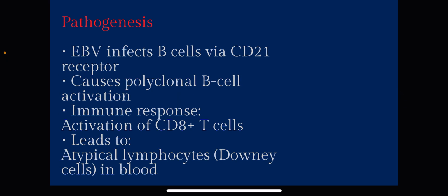Now let's come to the pathogenesis of infectious mononucleosis. Epstein-Barr virus infects the B cells via the CD21 receptor, and it causes polyclonal B cell activation. There is an immune response towards the Epstein-Barr virus, which leads to the activation of CD8 plus T cells. This leads to atypical lymphocytes. These are known as Downey cells. These are seen in blood.